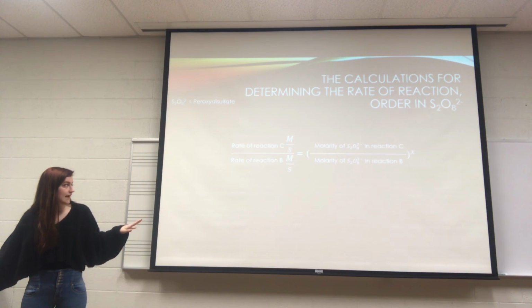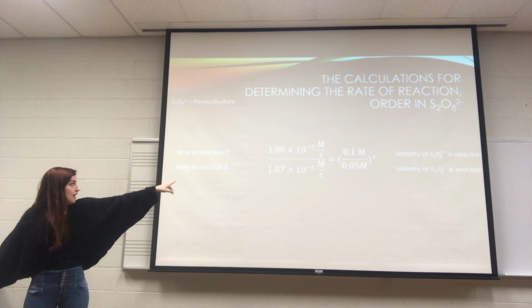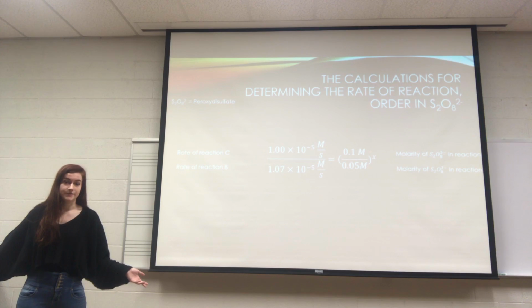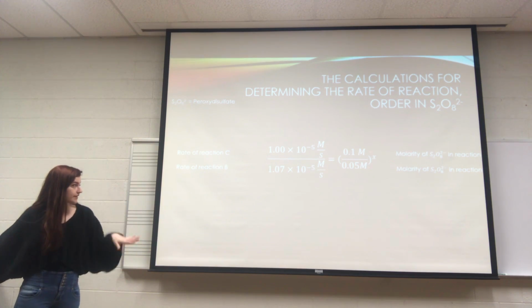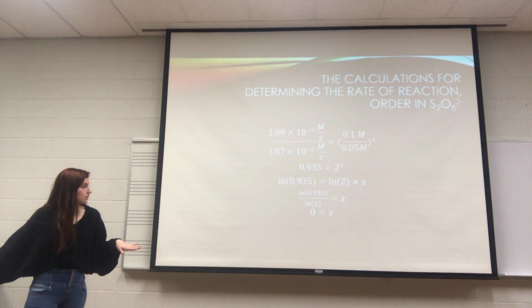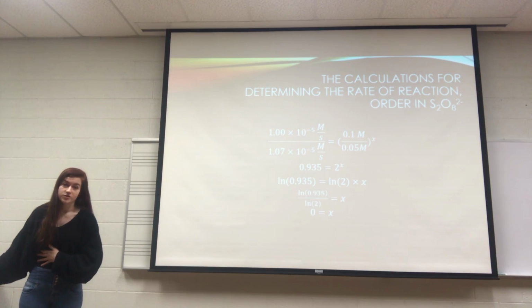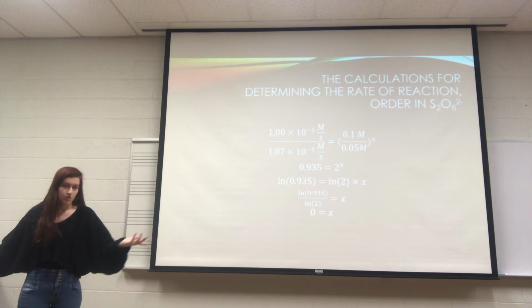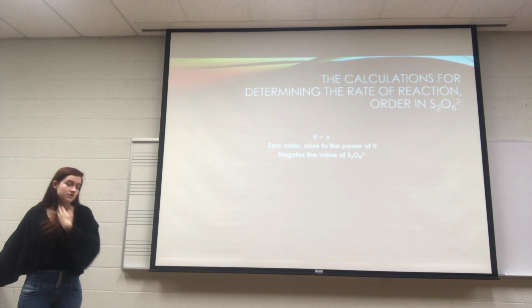Once we have that, we can plug in our numbers here. And again, this is the rate of reaction we already determined in the previous slides, and the molarities we determined in the previous slides. Plugging those numbers in, we're going to end up with x equals 0, which means this is a zero order reaction for the peroxydisulfate, which means that any molarity of peroxydisulfate will be raised to a 0, which equals 1, which negates the value of the peroxydisulfate.